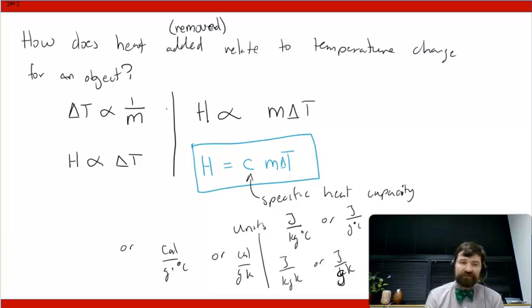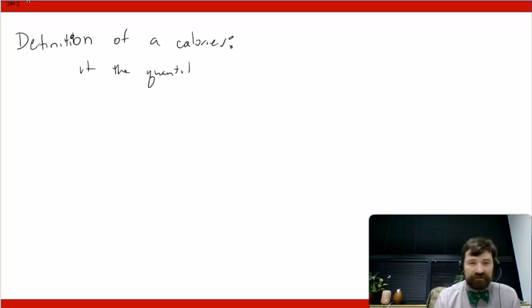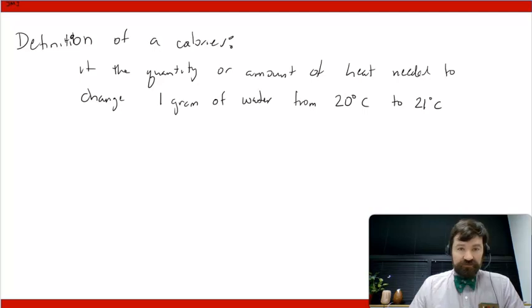How the calorie was defined, for what it's worth. So, definition of a calorie. Basically, the definition of a calorie is the quantity or amount of heat to change the temperature of 1 gram of water from 20 degrees C to 21 degrees C. In other words, by 1 degree C. It should be the same amount if we're changing from, say, 29 degrees to 30 degrees, or from 80 degrees to 81 degrees.